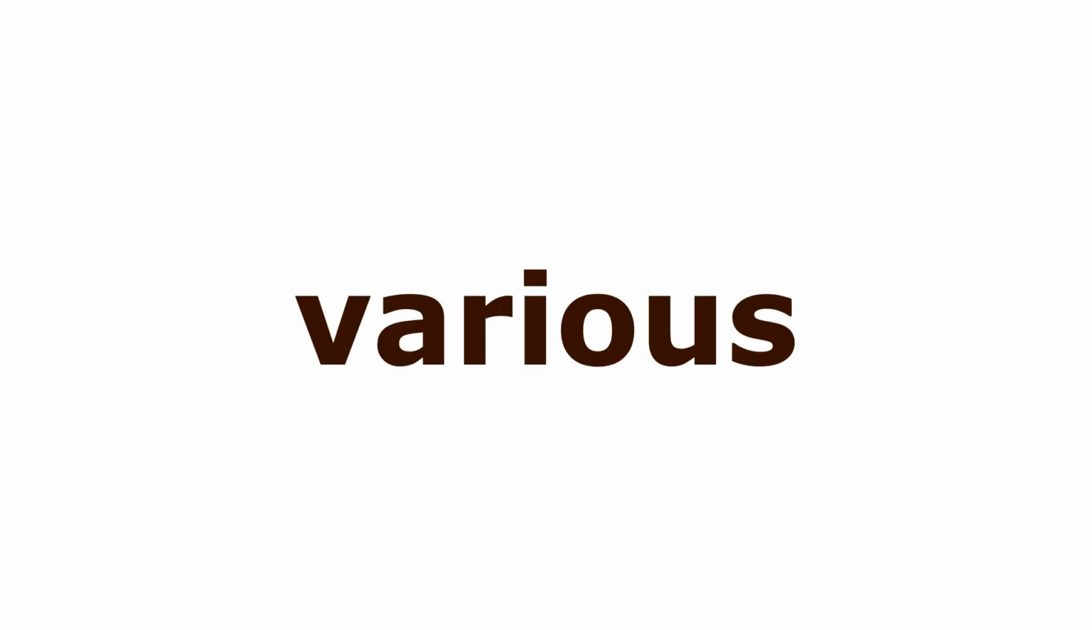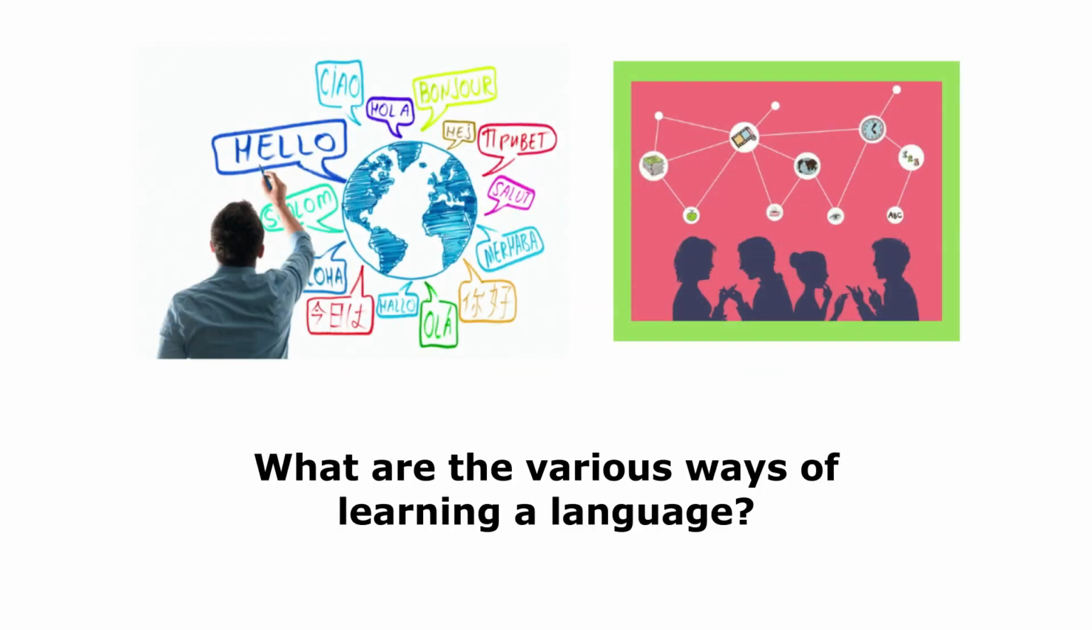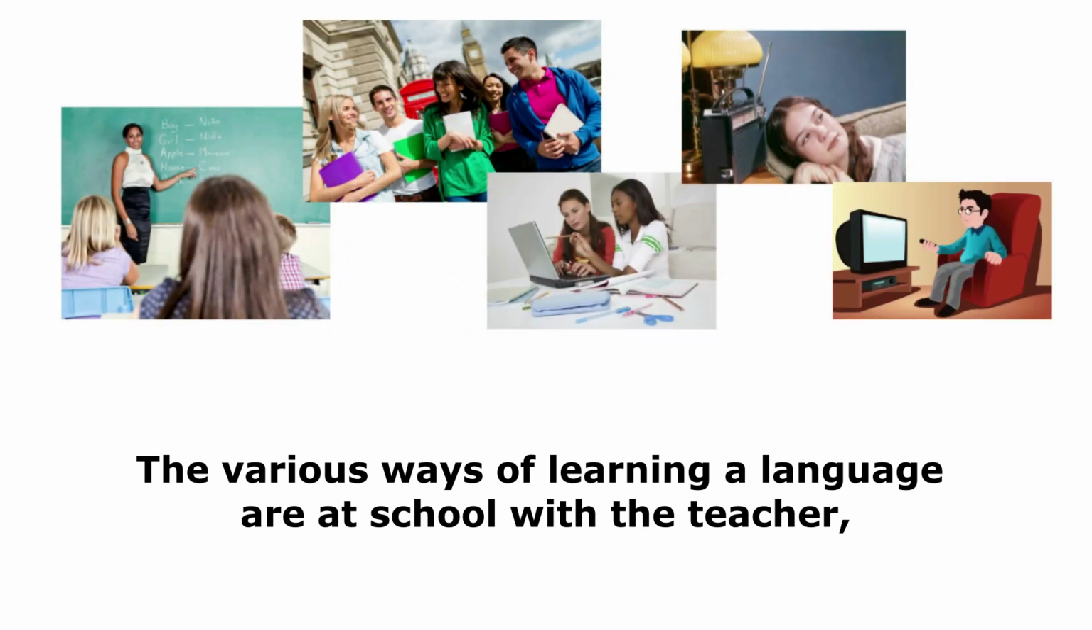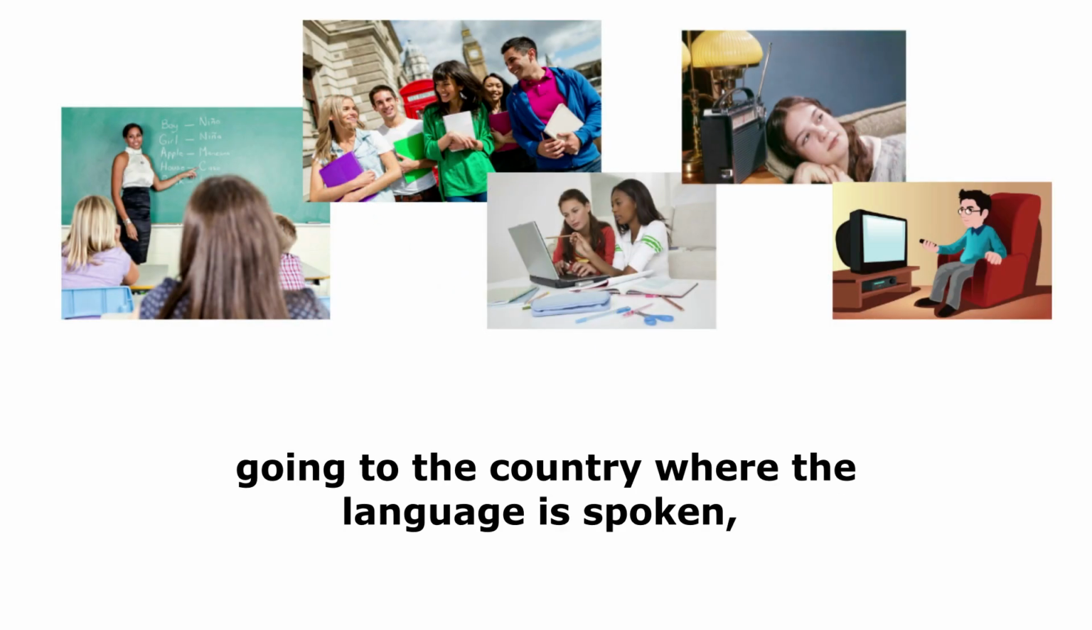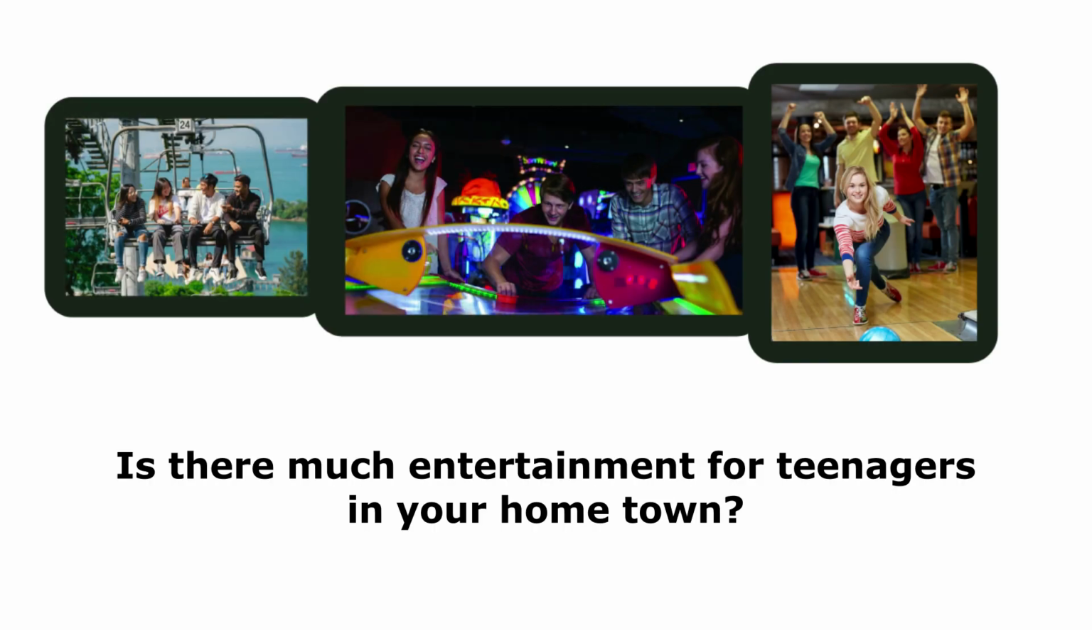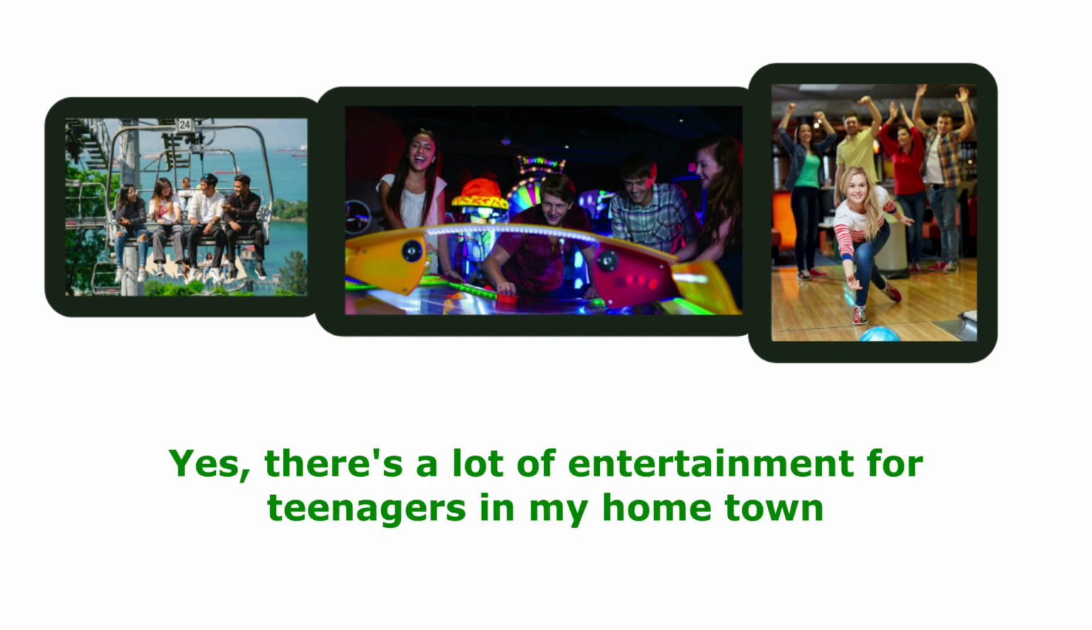Various. What are the various ways of learning a language? The various ways of learning a language are at school with a teacher, going to the country where the language is spoken, practicing with a friend, listening to the radio, watching TV, etc. Entertainment. Is there much entertainment for teenagers in your hometown? Yes, there is a lot of entertainment for teenagers in my hometown.